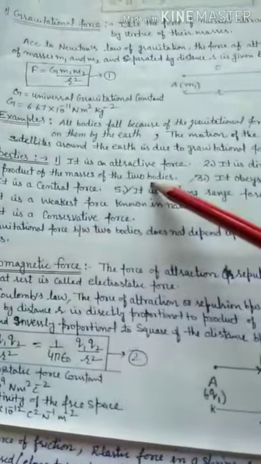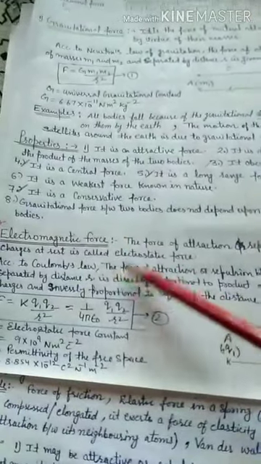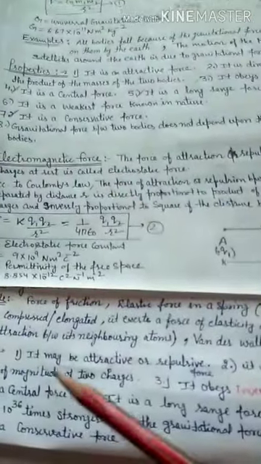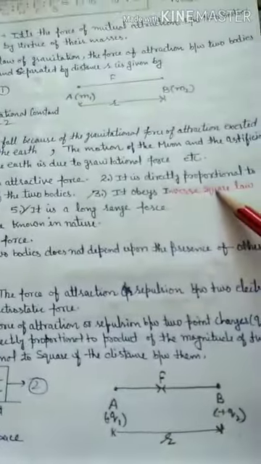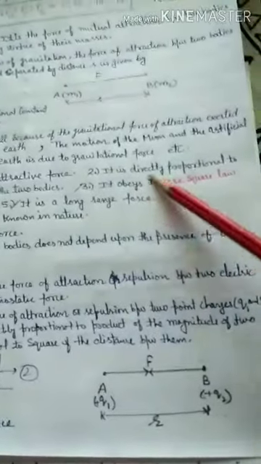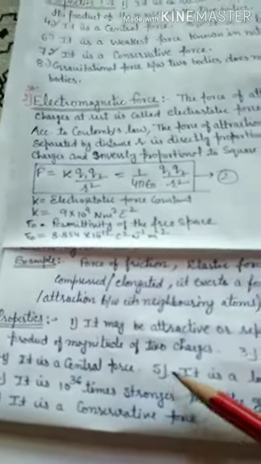Next one, it is directly proportional to the product of the masses of two bodies. What about electromagnetic force? It is directly proportional to the product of the magnitude of the two charges. Next one, it obeys inverse square law. Electromagnetic force also obeys inverse square law. Next one, it is a central force. Electromagnetic force is also a central force.